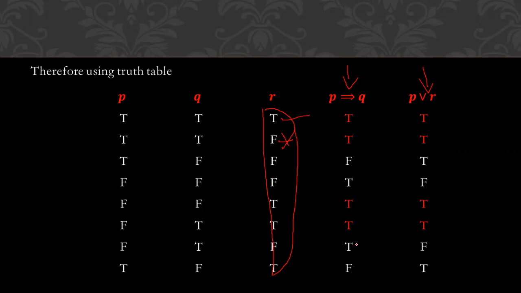Whatever the truth values of the other critical rows are, in the second critical row here both P implies Q and P or R are true at the same time, but the conclusion here is false. So this will be a sufficient condition for this argument not to be valid, or invalid. Therefore, it is not valid here because of this row.